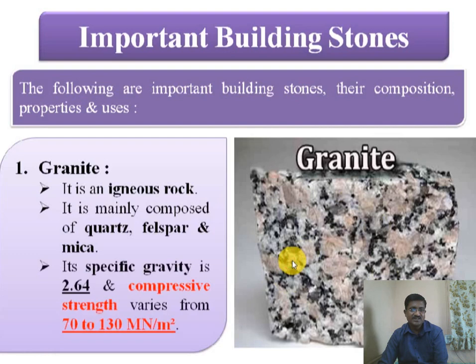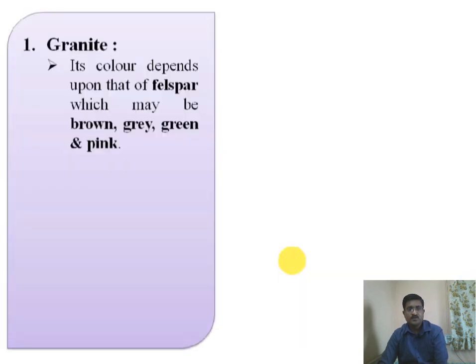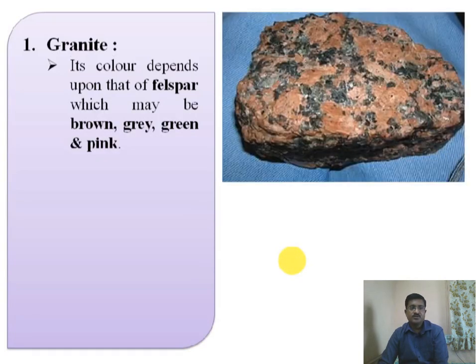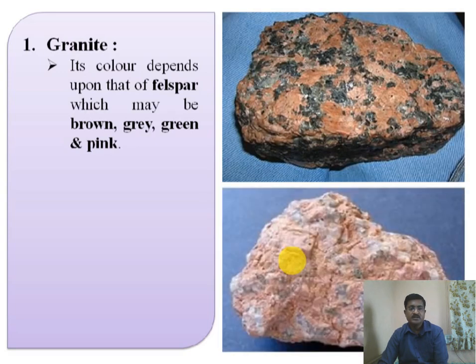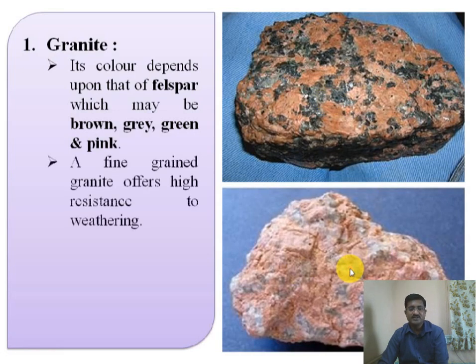In the image you can see its specific gravity is 2.64 and compressive strength varies from 70 to 130 meganewton per meter square. Now, its color depends upon the feldspar, which may be brown, gray, green, pink. In the image you can see the various colors available in the granite, and in our area it is very famous. We are using it for various different purposes.